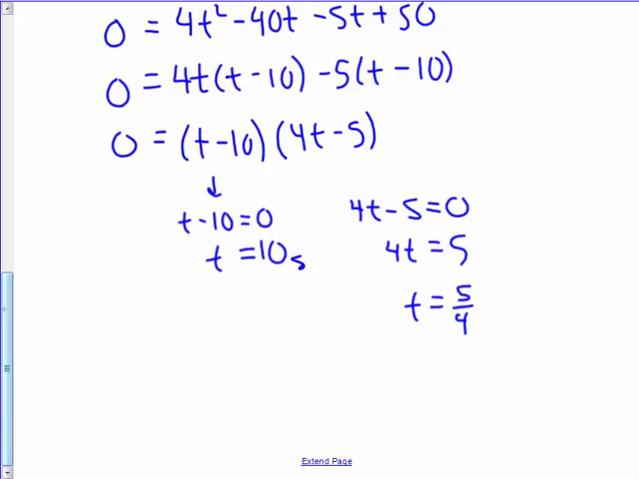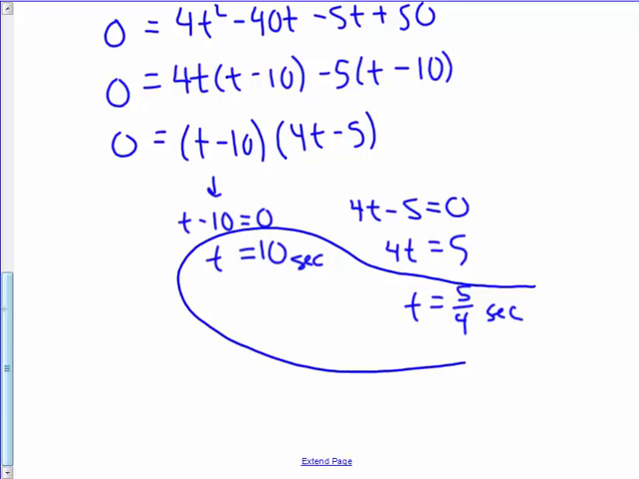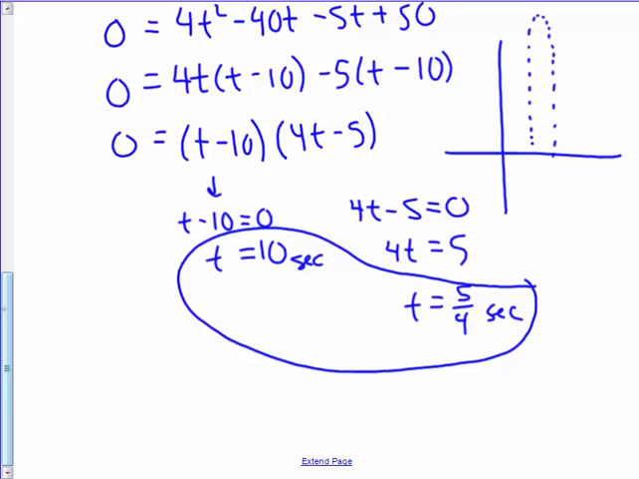Now, do both of them work? Are they both true here? Do they make sense in the problem here? Well, I'm talking about time, so 10 seconds, 5/4, or 1.25 seconds. Yeah, that would work. Think about, why am I going to have two answers? Or why could I? Well, if I think about projectile motion, it's going up and then coming back down. If the height is at 206 right there, notice it's going to be two different spots here. So you're going to get two answers there.